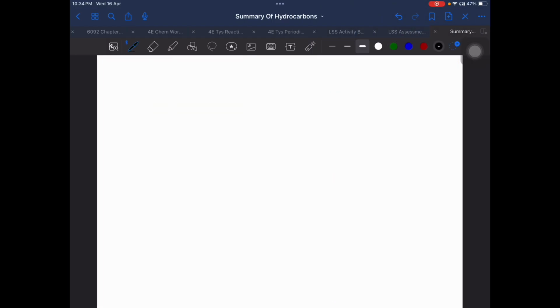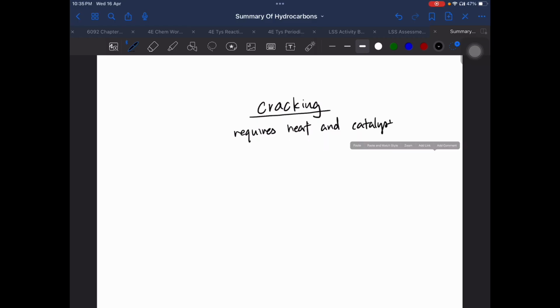But in the chapter itself, there's also this concept known as cracking. Now, cracking is a process that requires heat and a catalyst. Right? The catalyst can be any kind of chemical. It really depends on the type of reaction that we're looking at. But I think what is more interesting that I need to know is, what exactly does cracking mean?